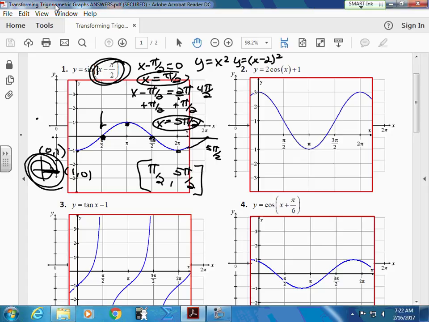I gave you number 2? Okay. Number 2, what does this 2 do to my equation? Multiplies it by 2. So my cosine says 1, 0, negative 1, 0, 1. I multiply everything by 2. What is this? Plus 1. Shift, vertical shift, up 1. So I add 1 to everybody. 3, 1, negative 1, 1, 3. And my frequency stayed 1.